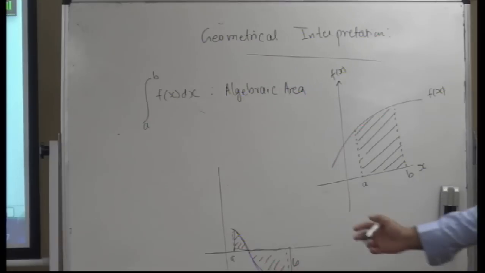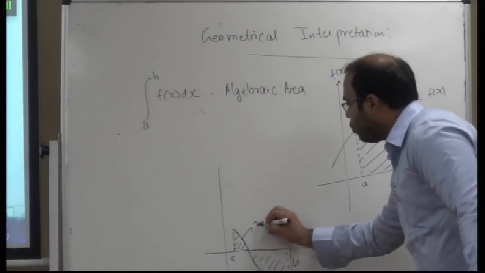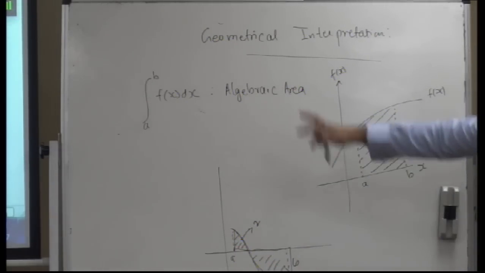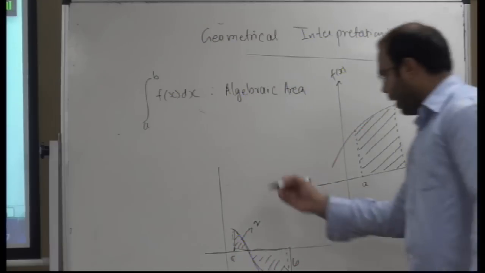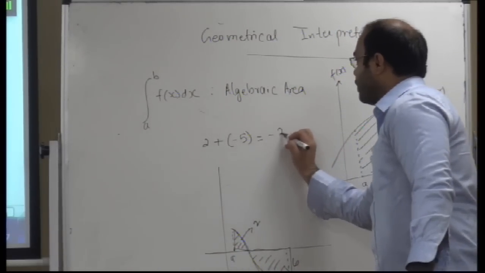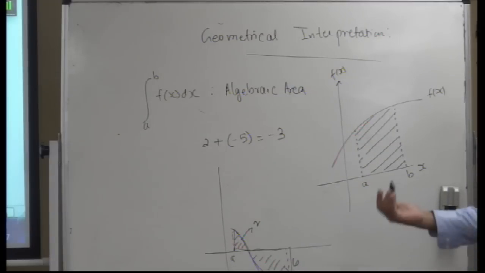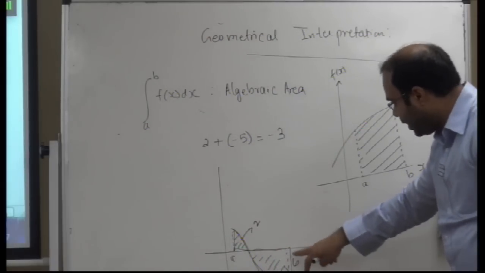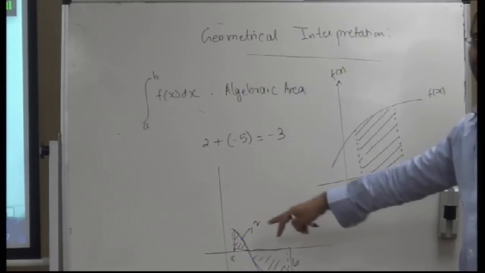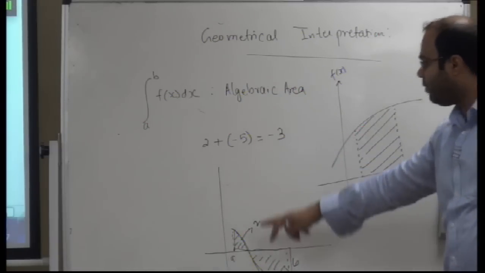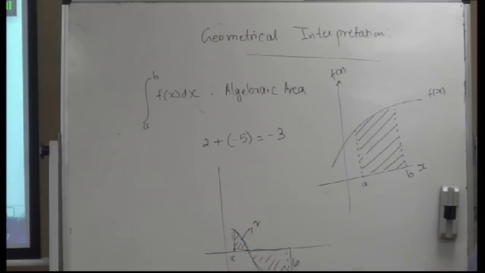So if you get this area as 2 and this area as 5, then what would be the integral a to b f(x) dx? That would be 2 plus minus 5, that is minus 3. So algebraic area could be negative as well, because it is below the x-axis, and you can see that the area below the x-axis is more than the area above it. So below the x-axis it would be minus 5, above the x-axis plus 2, and the overall value will be minus 3.